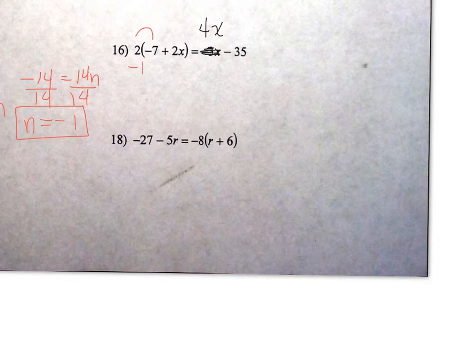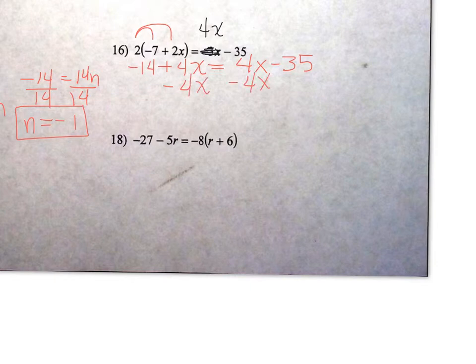Negative 14. 2 times 2n is 4x. 4x equals 4x minus 35. Now, what do we move next? The 4x. You combine the x's first. So when you try to combine the x's, what's going to happen to the x's? They cancel out. So you have negative 14 is equal to negative 35.